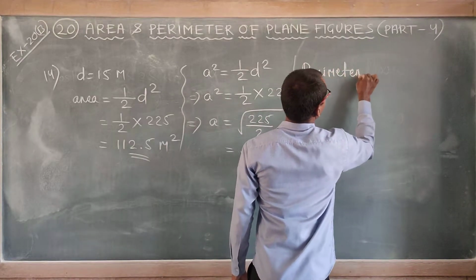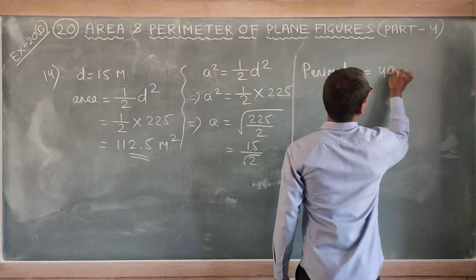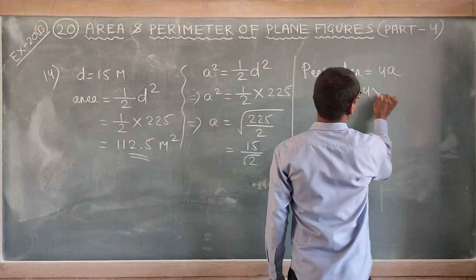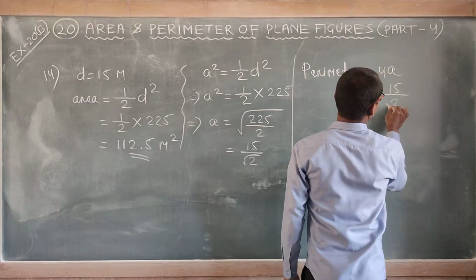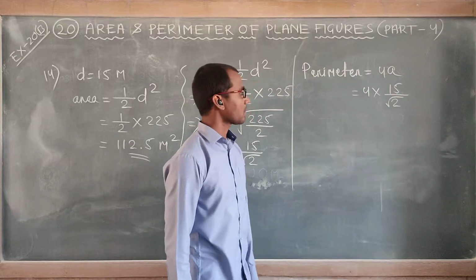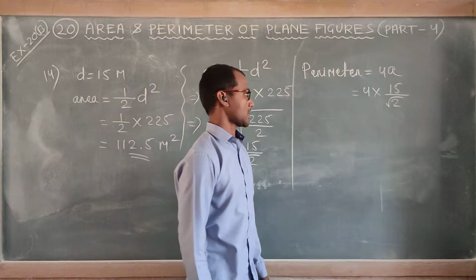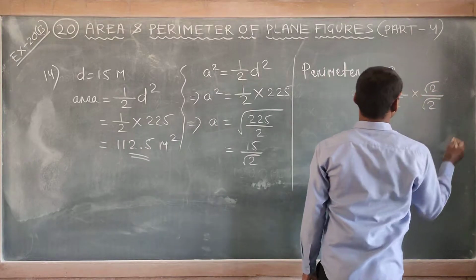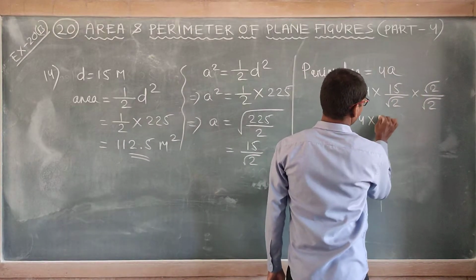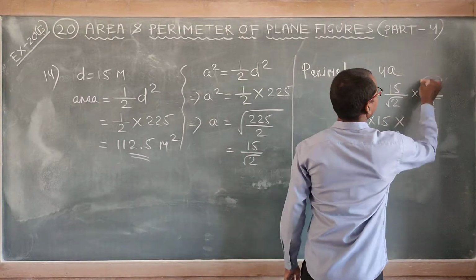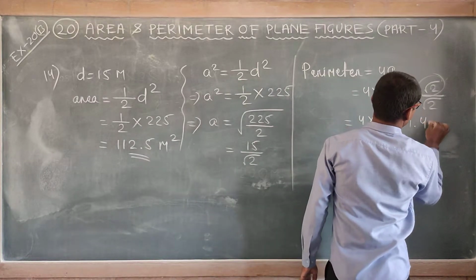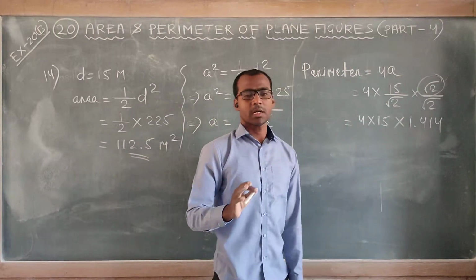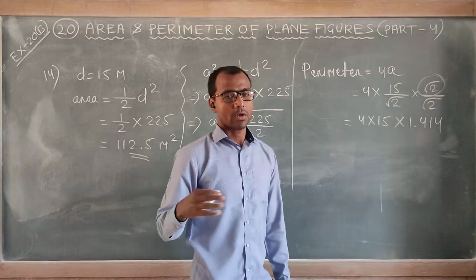Perimeter is equal to 4 into side, you know this formula. So that is equal to 4 into 5 by root 2. Now rationalize. 4 into 5 into root 2, whose value is 1.414. This is the approximate value. Root 2 is an irrational number. Its exact value cannot be determined.